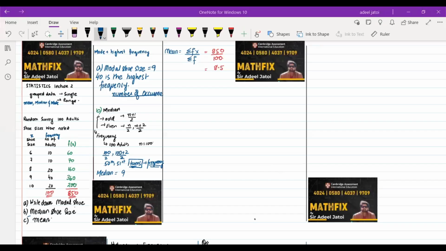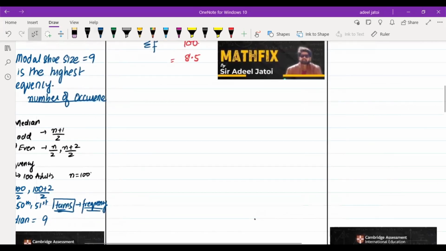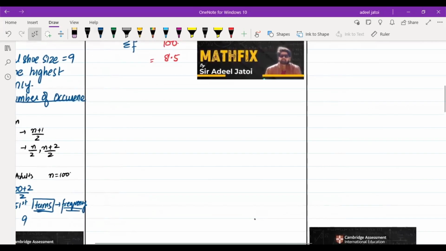Okay. Now we'll be working with range of the data. Let's just work with an example. Mean, median, mode for the range of the data. Let's just say there are 120 people with height recorded.